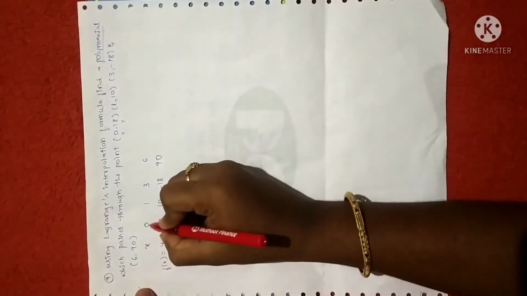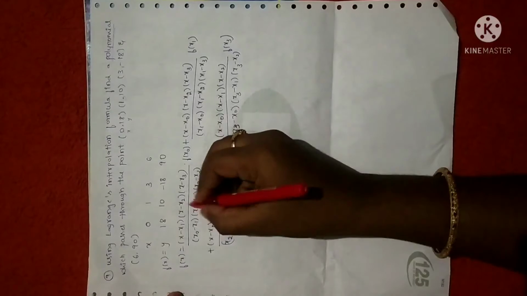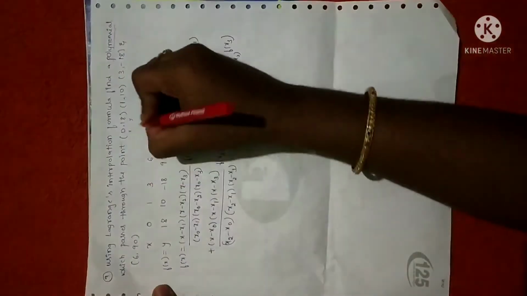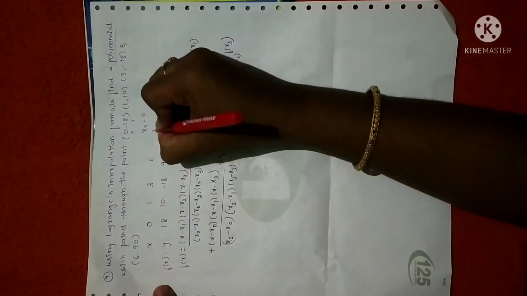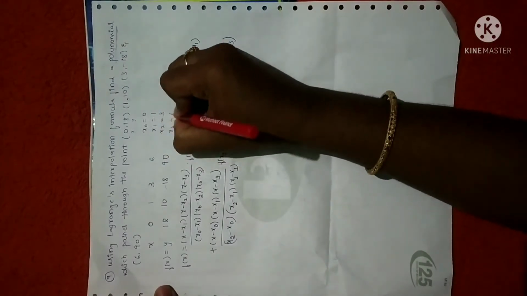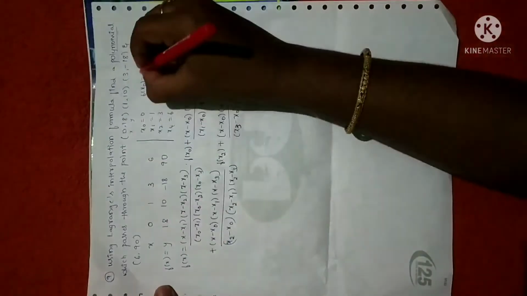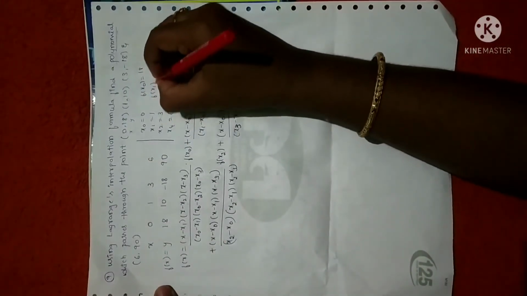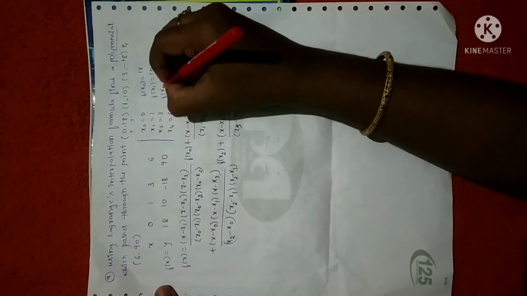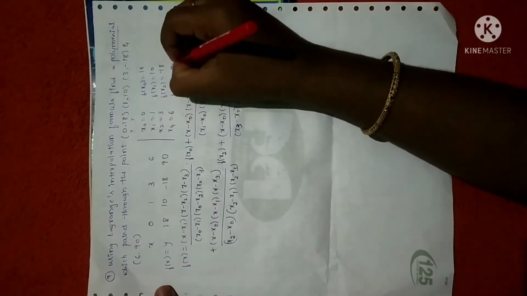Now how many points do we have? 1, 2, 3, 4. So we have to apply the 4-point formula. So let me write the formula. This is the Lagrange 4-point formula. I have written the formula. Now let me write down the list here. So x0 is 0, x1 is 1, x2 is 3, x3 is 6. So the corresponding f of x0 value is 18, f of x1 value is 10, f of x2 value is minus 18, f of x3 value is 90.